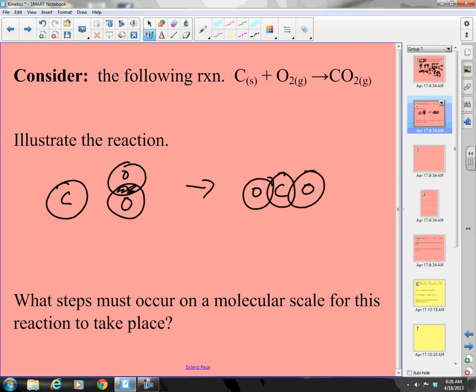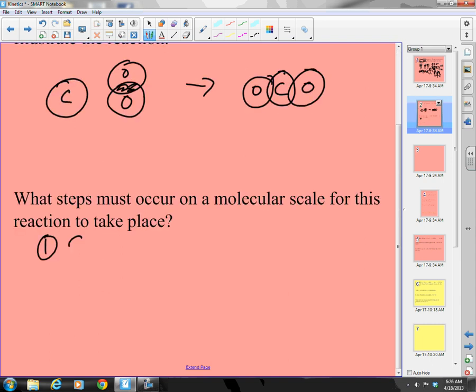So what must happen for this reaction to occur on a molecular scale? First of all, I've got to have contact, right? Number one, I've got to have a collision. So my carbon has to fly into my oxygen. Now, can it fly into anywhere? If my carbon comes around and hits right here, is it likely that it's going to end up in the middle like that? No, probably not. What if my carbon comes around and hits right there? Is it likely that I'll end up with this kind of arrangement? No, probably not.